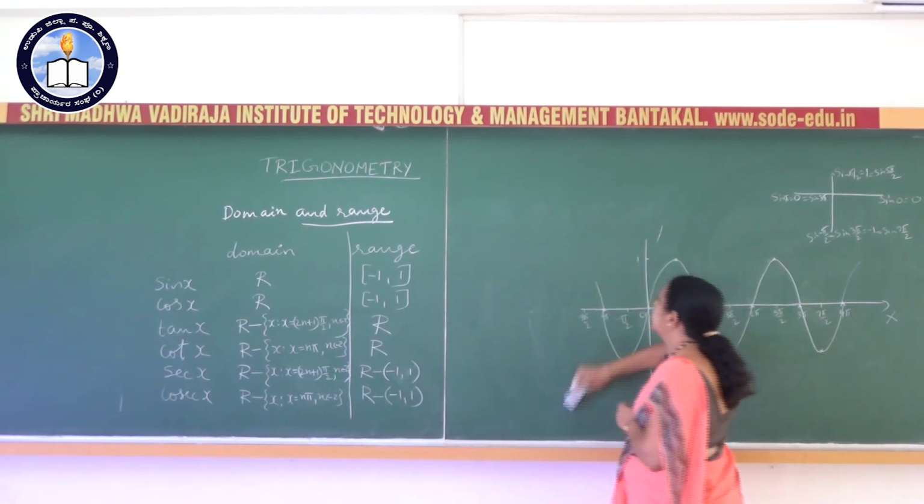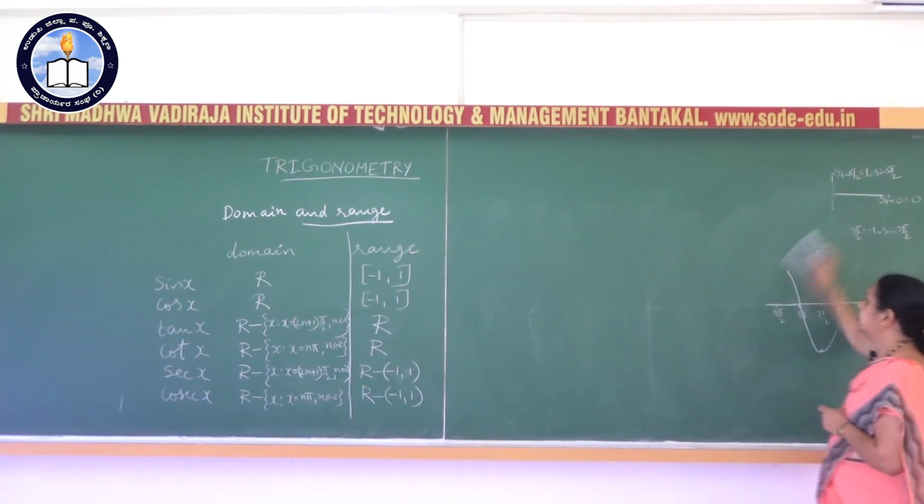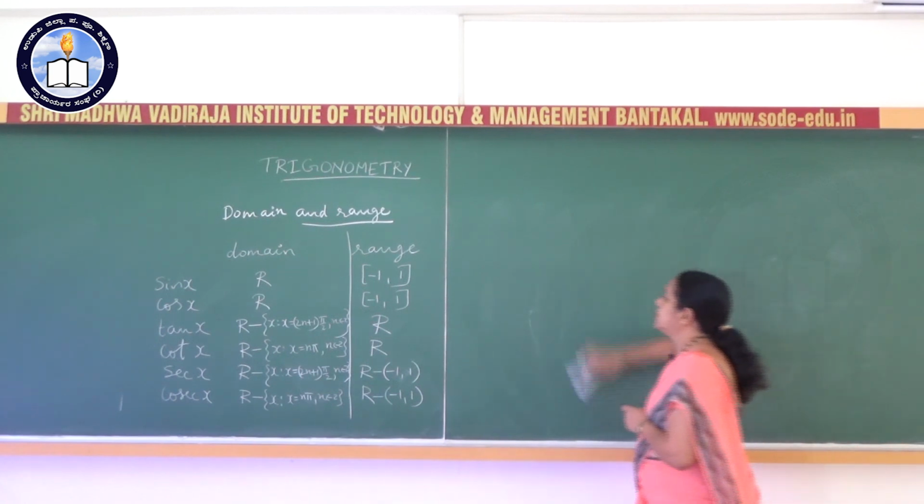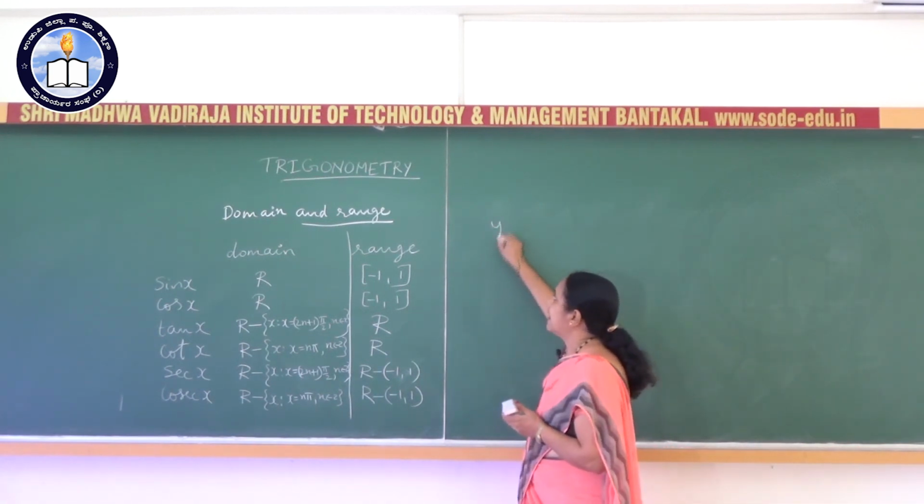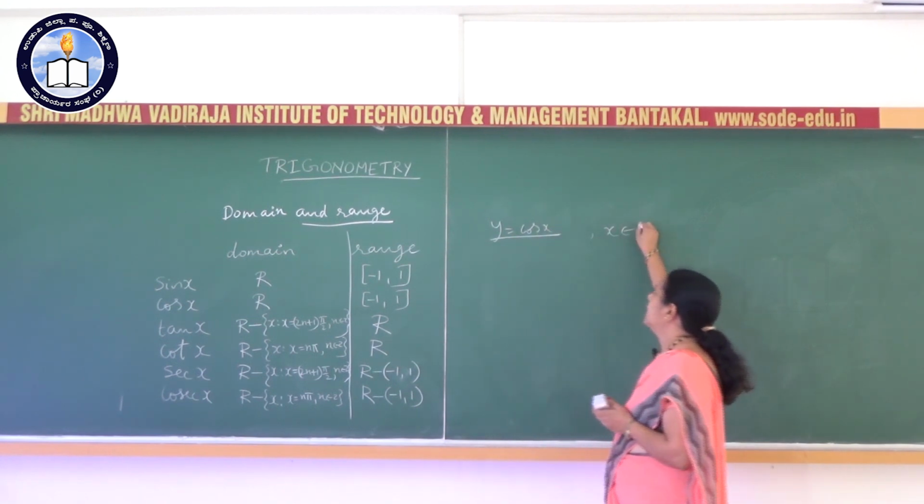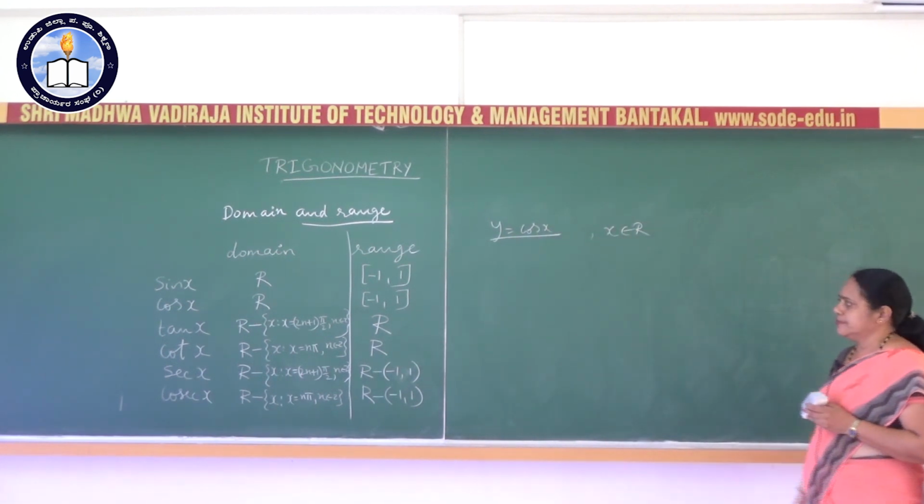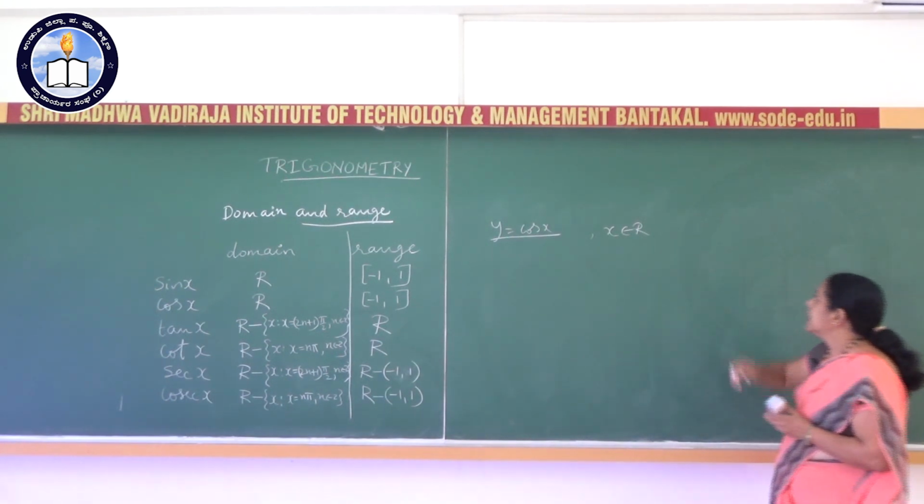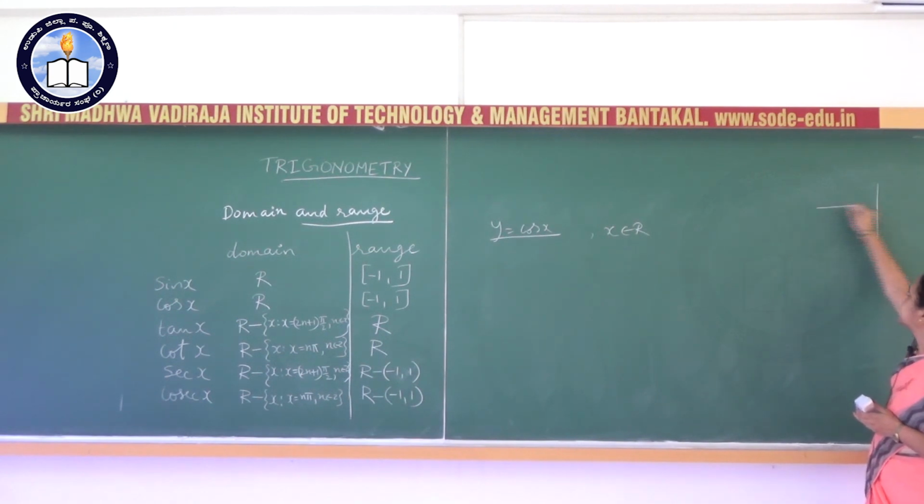How to draw the graph of y equals cos x, where x is any real number, where x belongs to R. Now, we know the values of cos x.